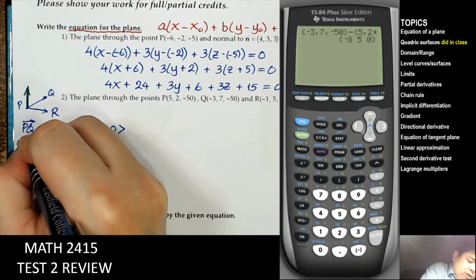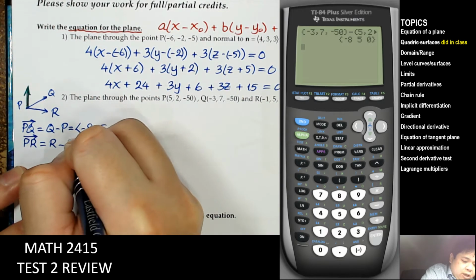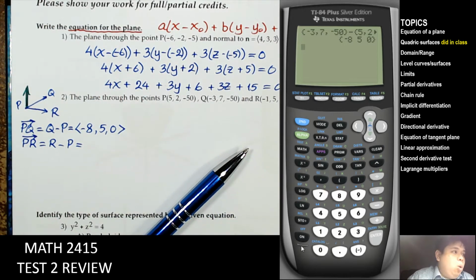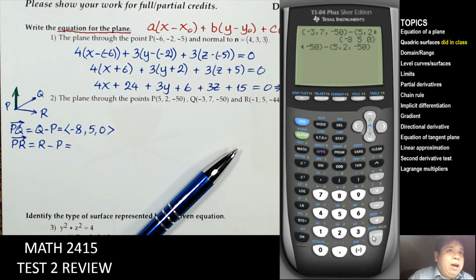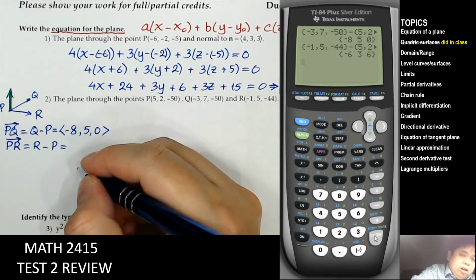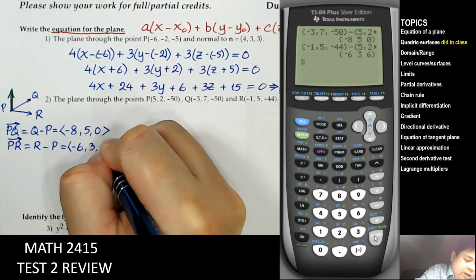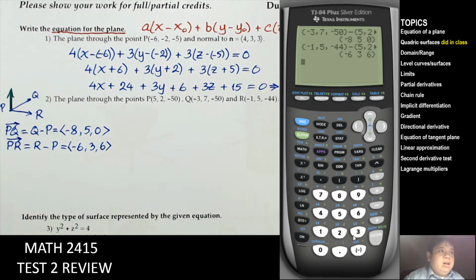Now we have PR, which is R minus P. So we have the point P there already. All we need to do is go up there, copy and paste. Now just type the point R: negative 1, 5, and negative 44. That gives us the vector PR: negative 6, 3, and 6. So we found the vectors.